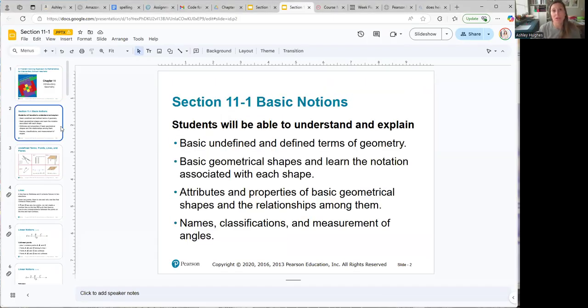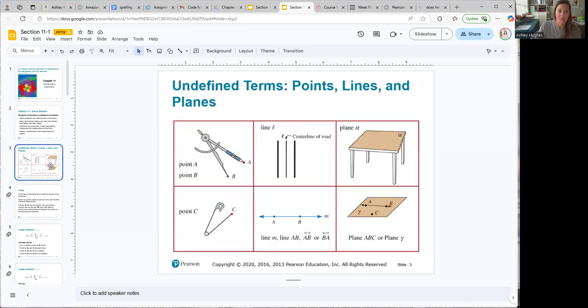kind of an overview. And if you took standard geometry in high school, you'll probably remember some of these things, but it might have been some years ago, depending on when you graduated high school. So in this lecture, we're going to talk about the basic terms and definitions of geometry, shapes, notations, how to label things, the properties of different things. So points, lines, and planes.